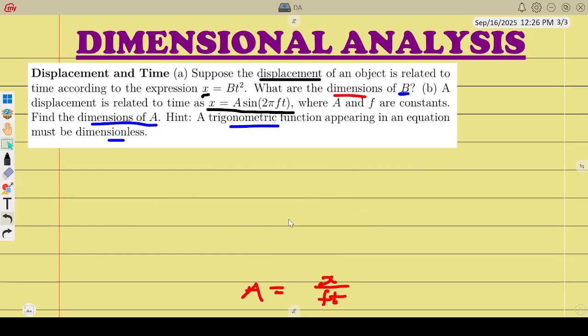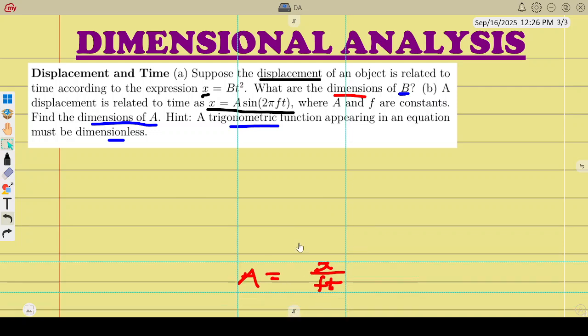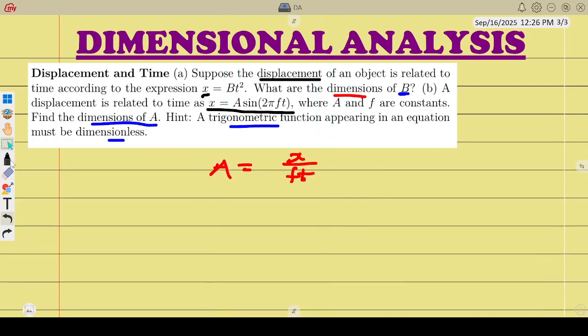When you just do that, then you even put the units. So a is equal to x. X is the displacement, so the displacement, you know, it is meters, over f, the frequency. Frequency is the number of oscillations made in 1 second. The units are hertz, but that's not the SI unit.